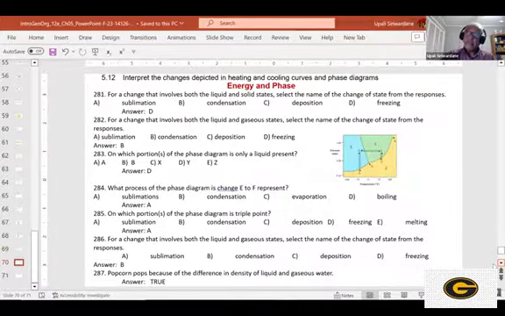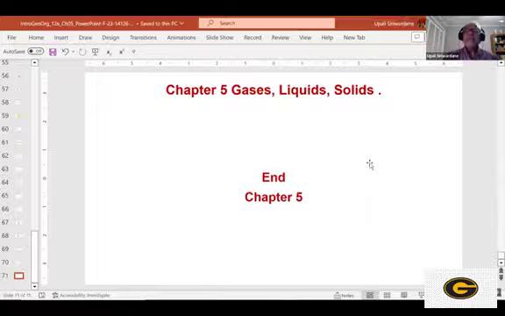For example, this picture right here, there are lines going from X to Y. X to Y is solid to a liquid, Y to X, liquid to a solid, phase change. So triple point is where all three phases can exist. This is the point A in the diagram, middle point right here. That's about the chapter 5. You go through these sample questions.